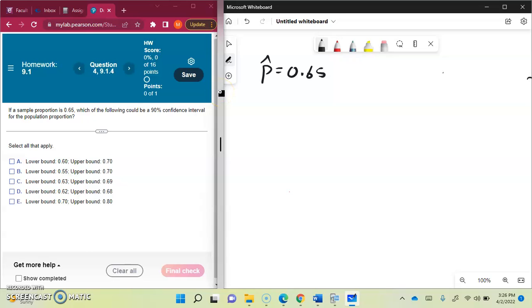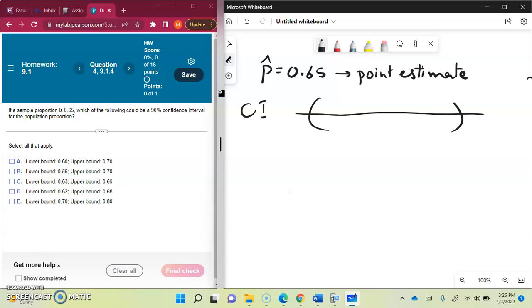So you can use sample proportion as your point estimate. And when you make a confidence interval, whatever confidence interval is, the point estimate has to come in the middle. Okay, so this P cap has to come in the middle. So this middle number should be 0.65. That is what we mean.